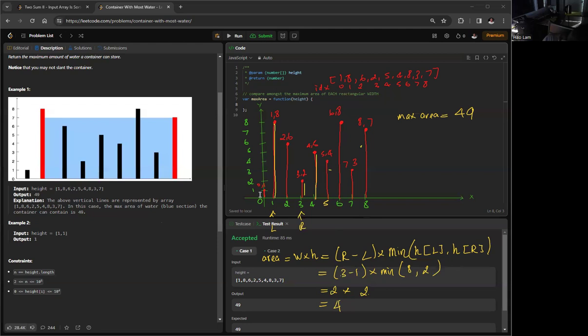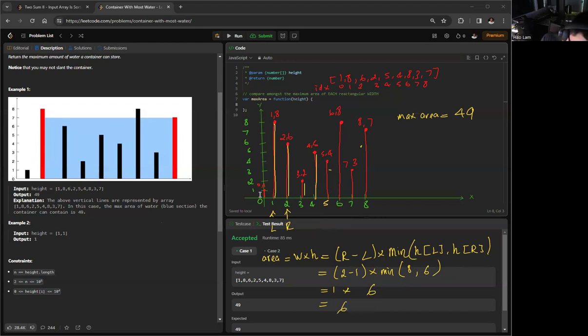And last but not least, here, so the height at the right is now 6. The min is now 6. And we have 2 minus 1, which is 1. So the area is 6. 6 is smaller than 49, so we don't do anything.